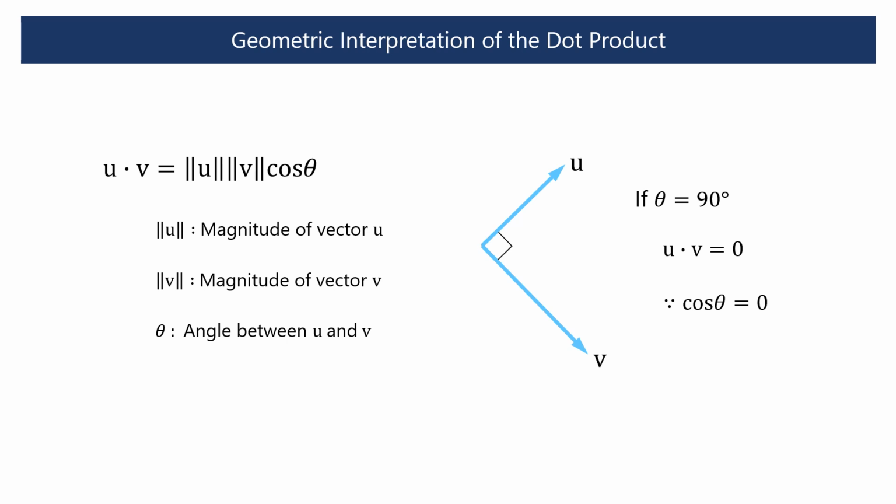If the dot product of u and v equals 0, it means that these vectors are orthogonal to each other. It is because cosine theta equals 0 when theta is 90 degrees.